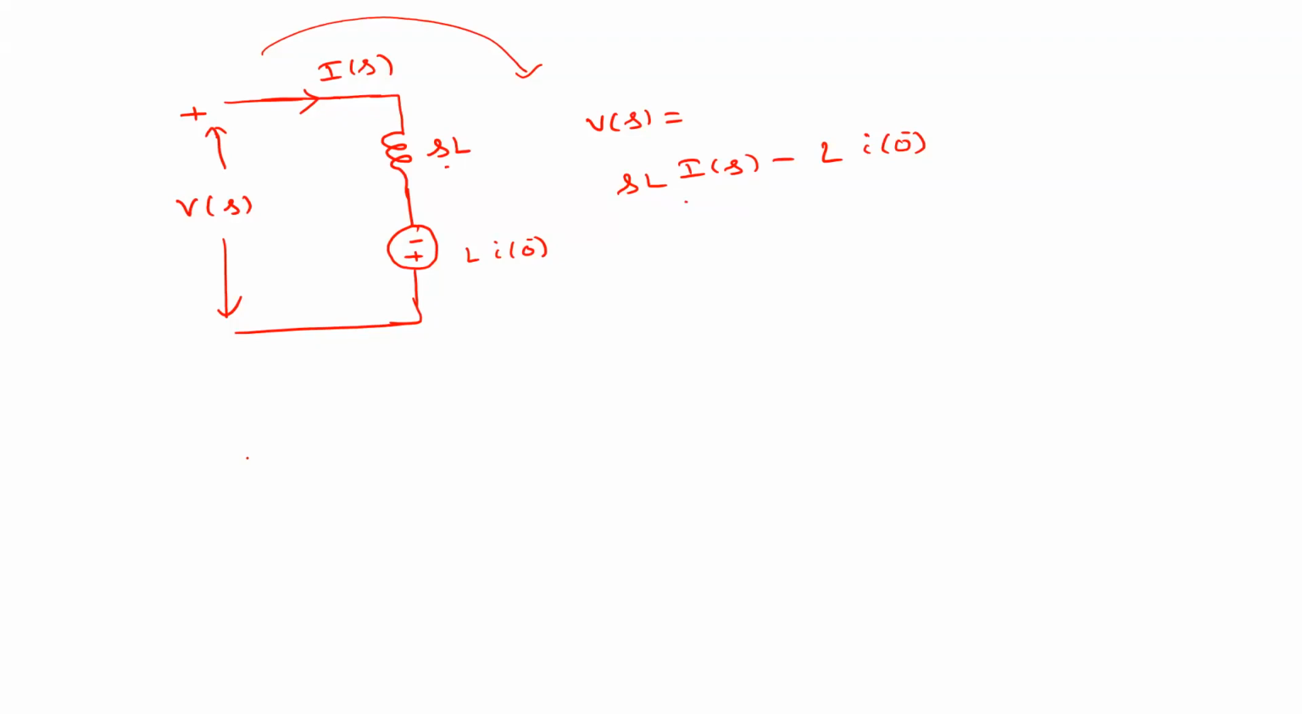What you understood is that we have an inductor and its voltage is V of t, and its current is I of t. This value is L, and we have some initial current, which is equal to I of 0 minus, or I of 0, right? This is the time domain.